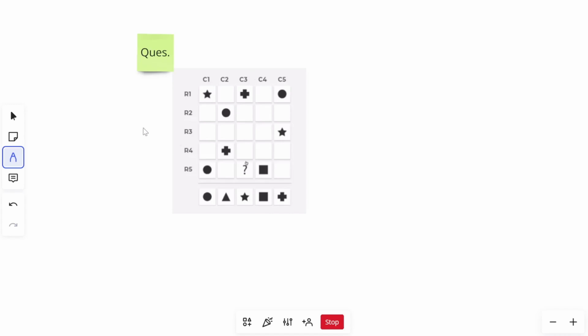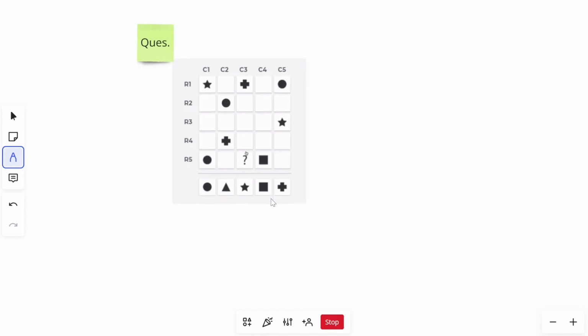Let's look at this question. In this one, we have to find out at the place of question mark, out of the given options, which symbol will come. The options are circle, triangle, star, square and plus. Let's see how to solve this question. But before that, I would suggest you please pause for a moment, try to solve it on your own, and then you can proceed with the solution. This way you will get better practice of solving these types of questions.